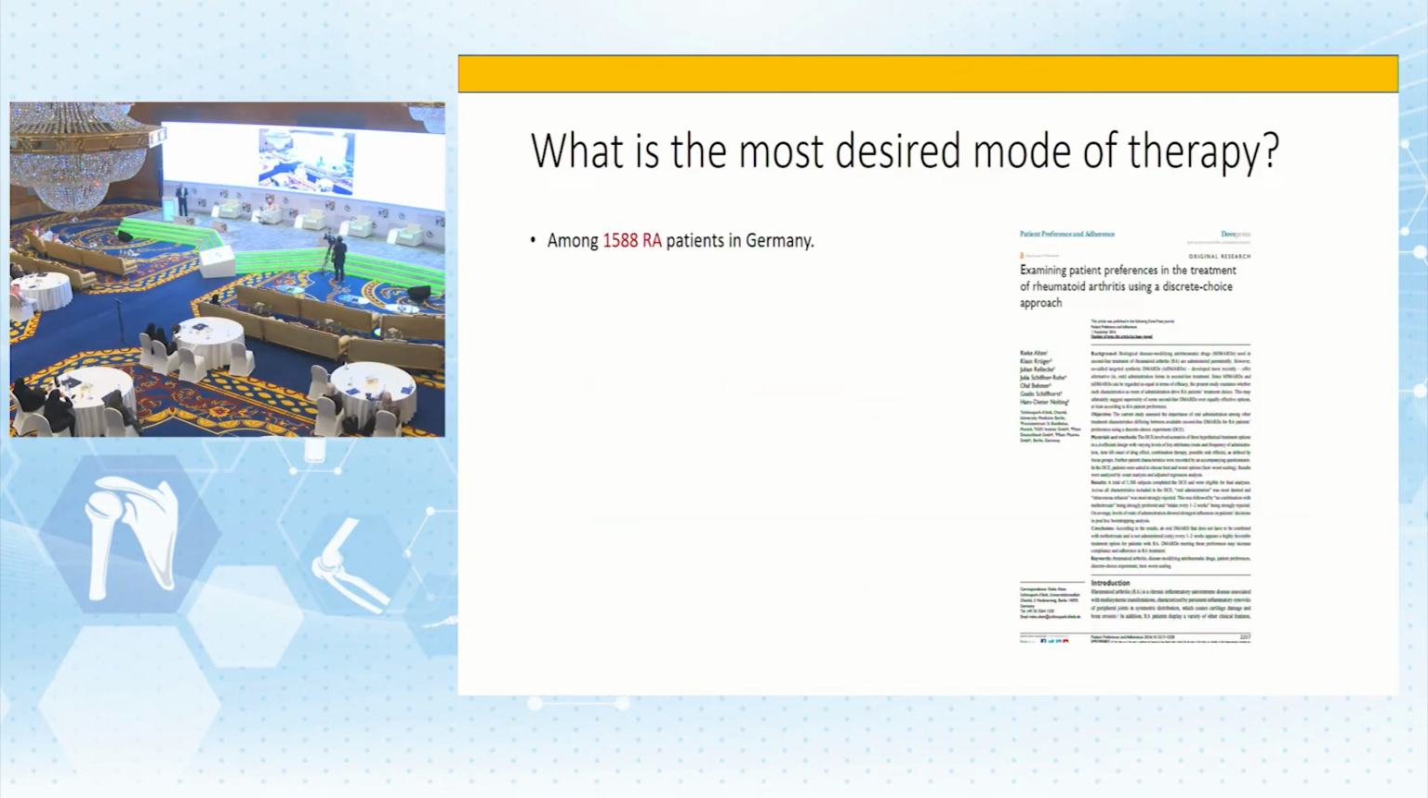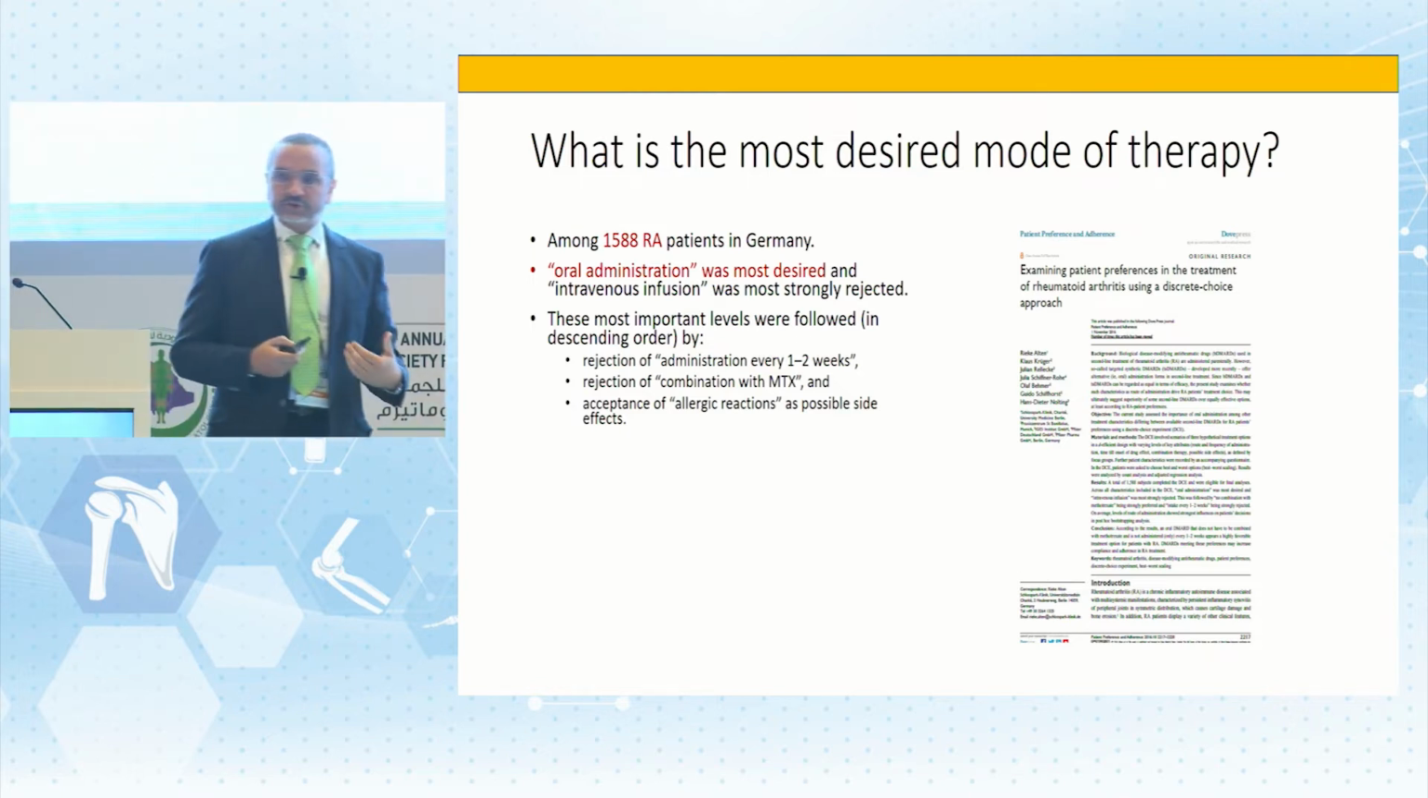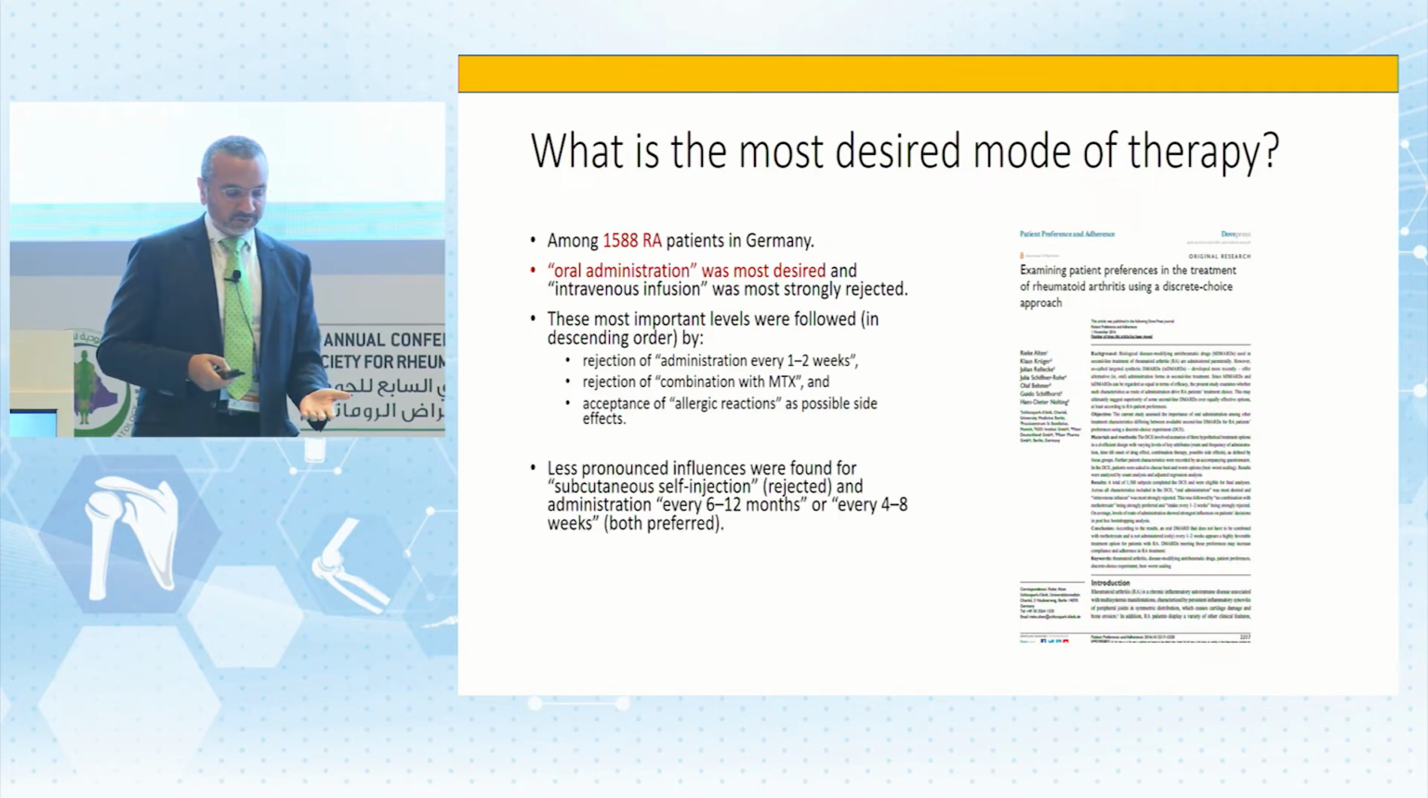In Germany, among 1,588 patients, oral administration was the most desired mode of therapy, and intravenous infusion was the least desired. The most important attributes were followed in this order: they don't want administration every 1 to 2 weeks. Imagine that. They don't want combination with methotrexate. This is a unique population in Germany, not necessarily applicable to our situation, but something to entertain.